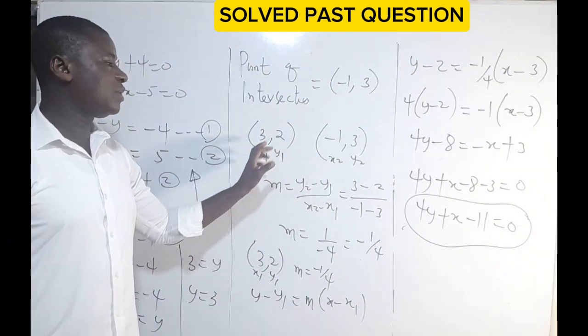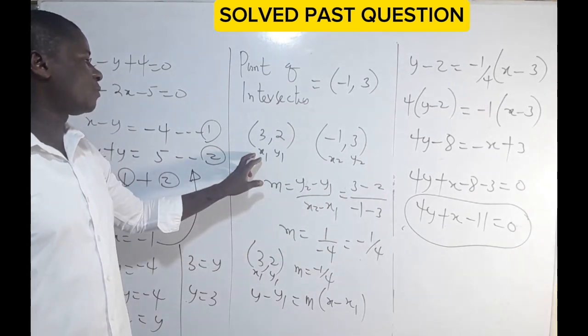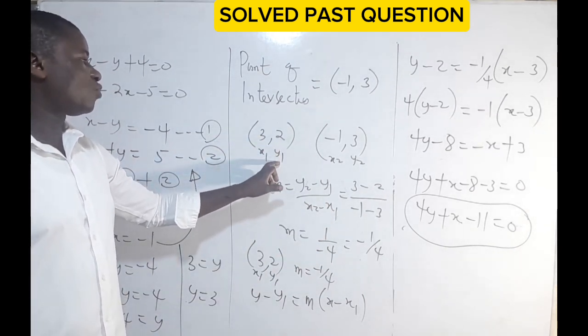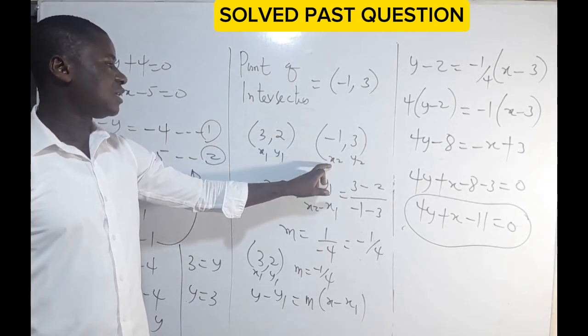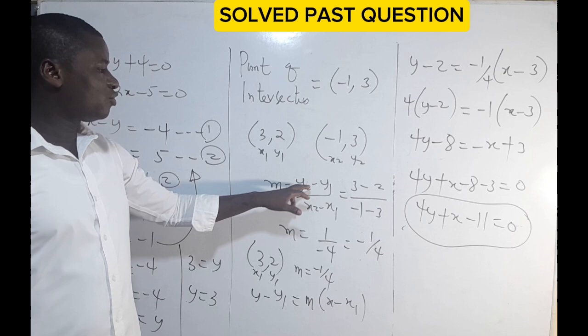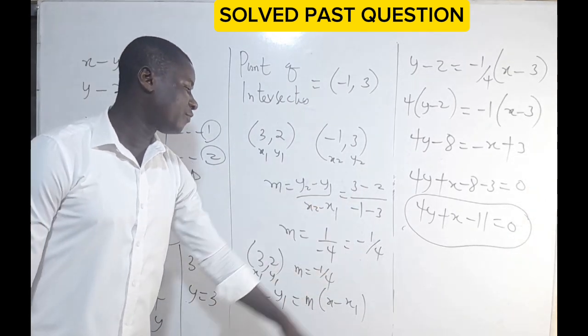With these 2 points, we can find the gradient, y2 minus y1 over x2 minus x1. So the first point, the x coordinate is x1, then the y coordinate is y1. The second point, the x coordinate is x2, and the y coordinate is y2. So gradient is y2 minus y1 over x2 minus x1. When we simplify, we are getting minus 1 over 4.